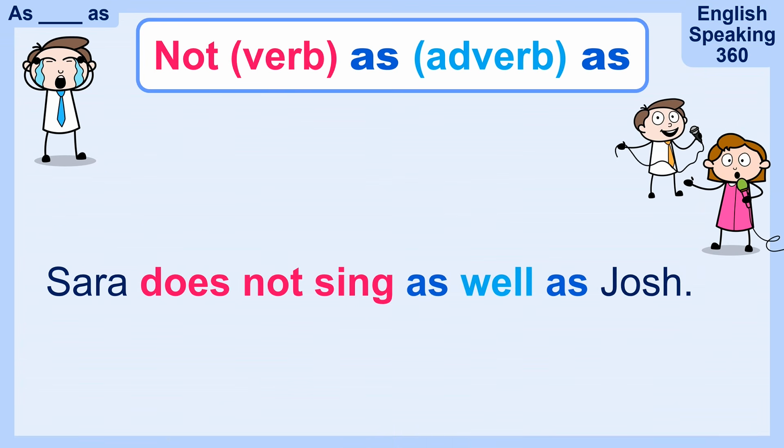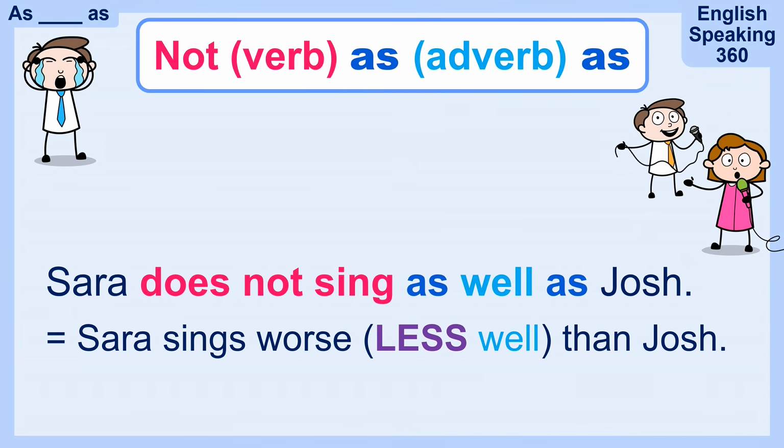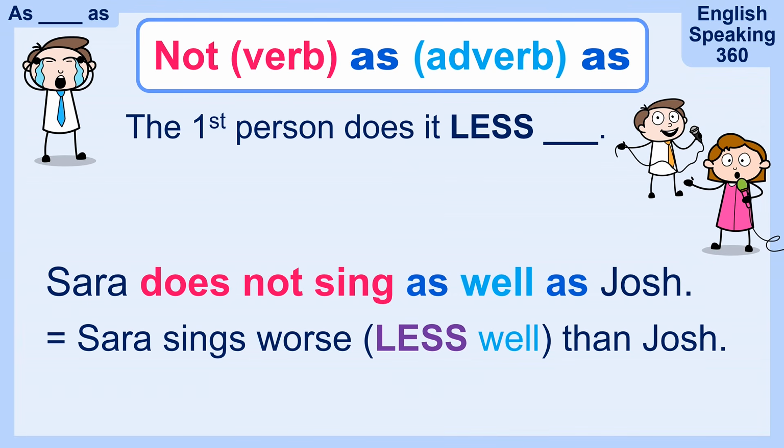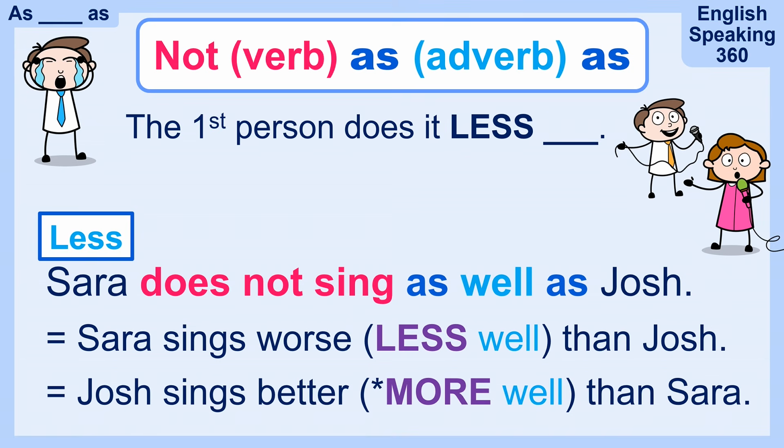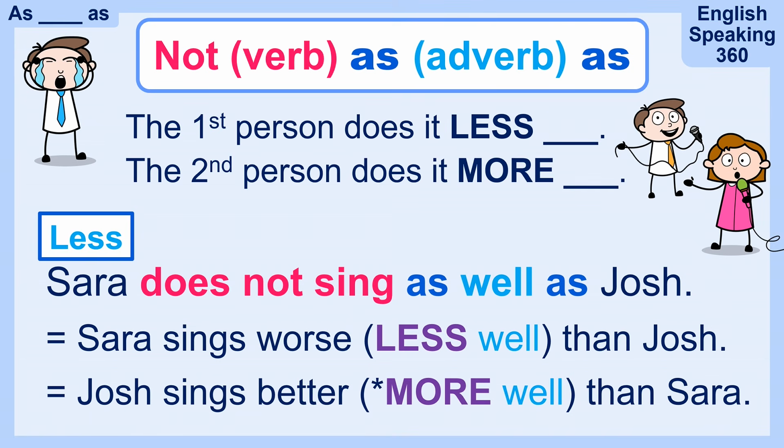What does it mean? Sarah does not sing as well as Josh. It means that Sarah sings worse or less well than Josh. So the first person does it less well. Sarah sings less well than Josh. And the second person is Josh. Josh sings better or more well than Sarah. But we never say more well. So Josh sings better than Sarah. Josh does it at a higher level.